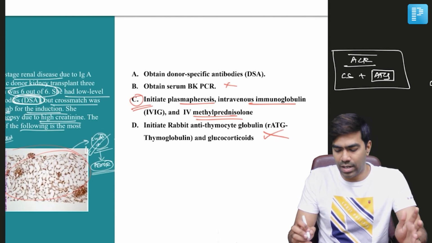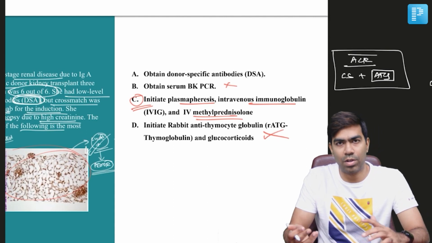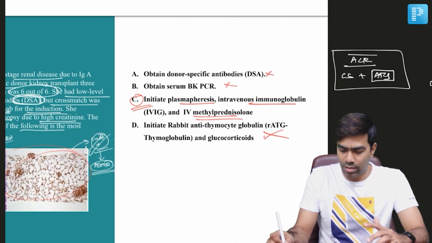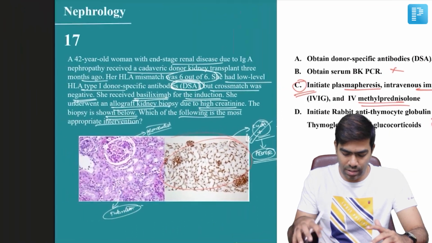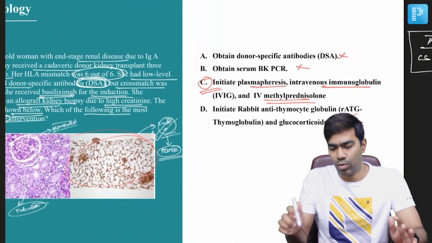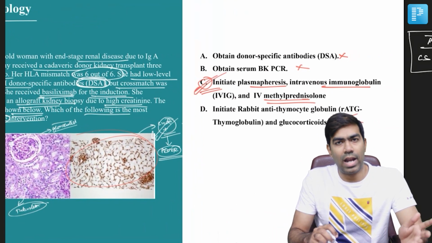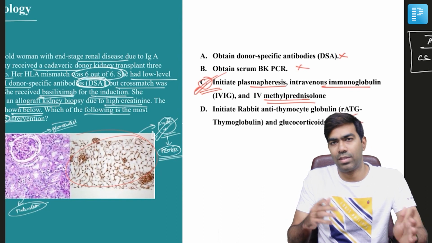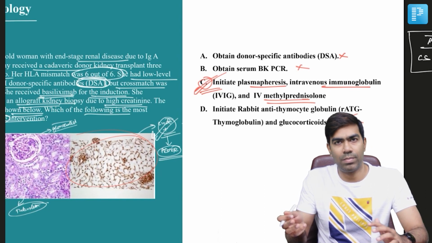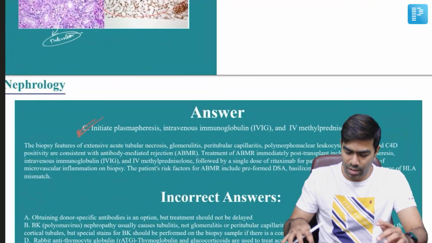Obtain donor-specific antibodies, yes, it's a part of evaluation of antibody-mediated rejection, but that alone is not going to be important here. Here they're asking about the most appropriate intervention. You can obtain donor-specific antibodies, but more important is to start the therapy here. So that is for antibody-mediated rejection, which is nothing but plasmapheresis, IVIG, pulse methylprednisolone plus or minus rituximab. So the right answer for this question is going to be option C.